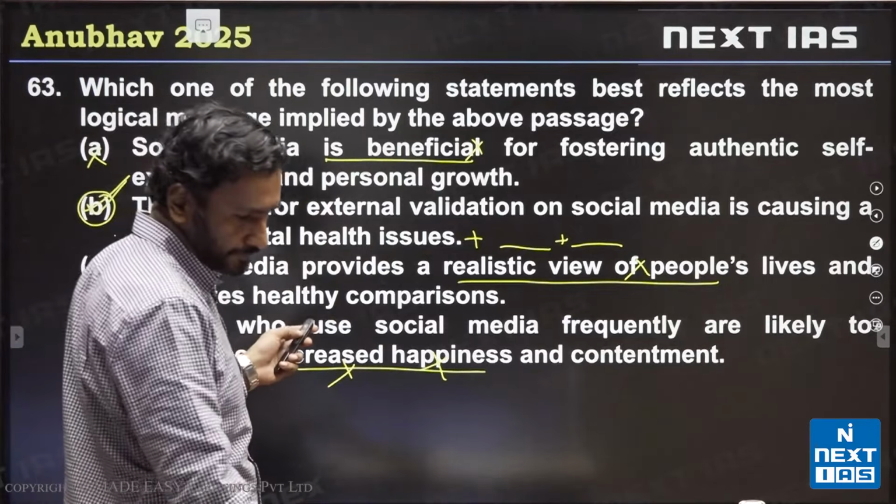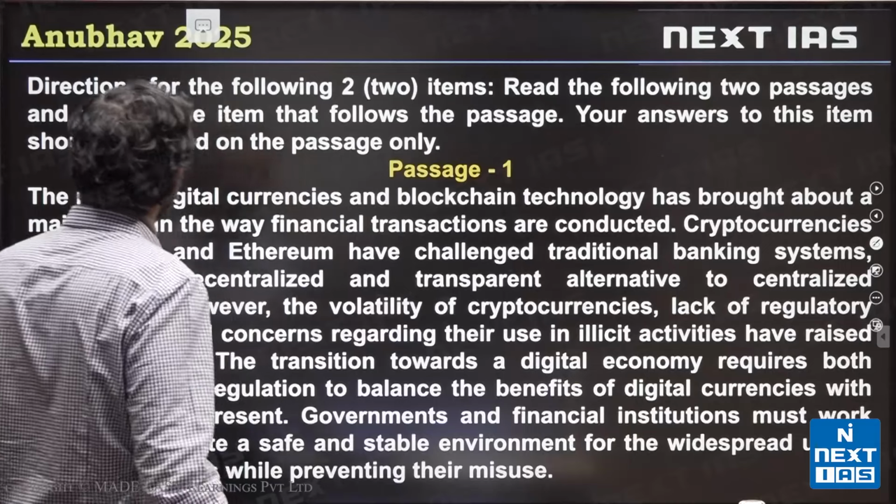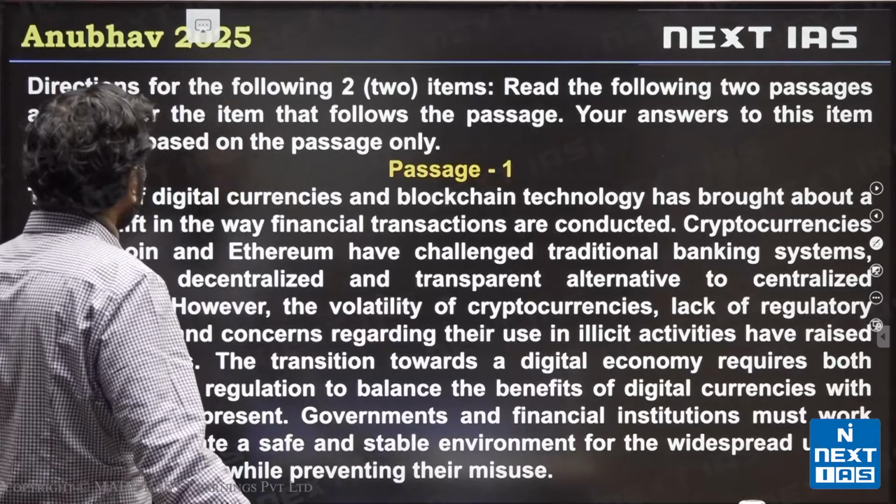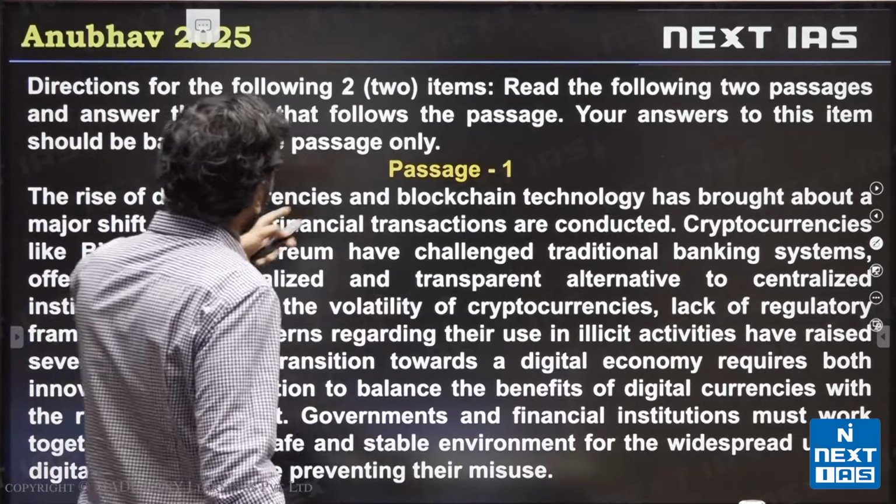All right. Okay. So let's see the next one. Answer the item with two passages.